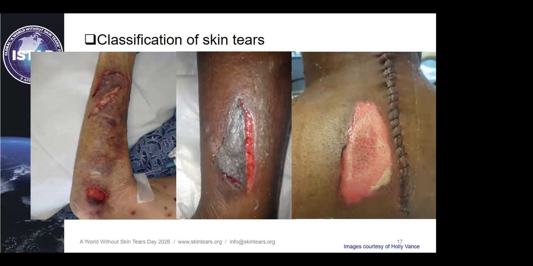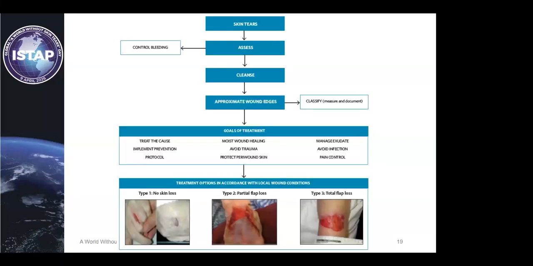In individuals who have acquired multiple skin tears, it is recommended that each skin tear be classified accordingly, because that will influence the management thereof. The goals of treatment in the management of skin tears are to treat the cause, implement prevention protocols such as avoiding trauma, and provide moist wound healing as well as protect peri-wound skin while managing wound exudate to prevent infection, as well as managing pain.